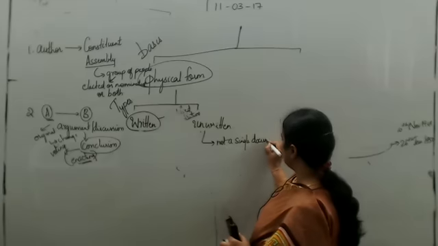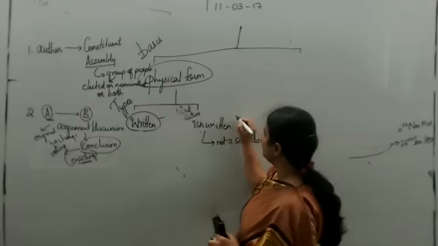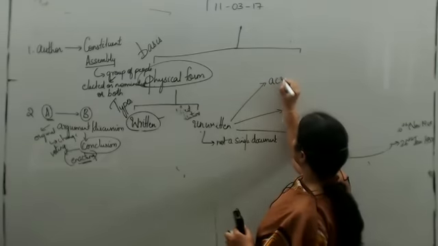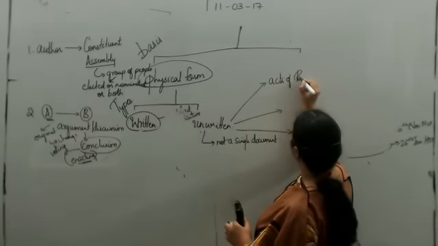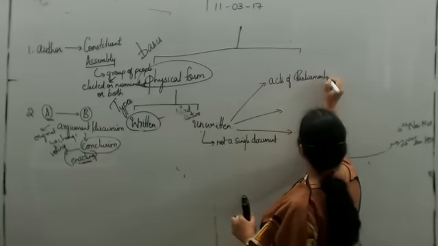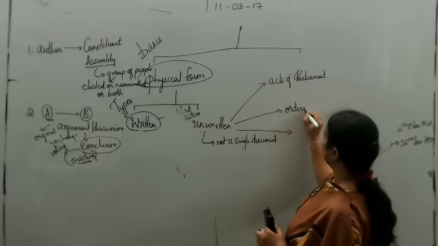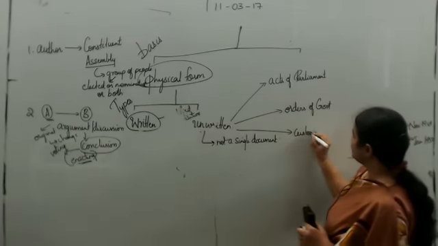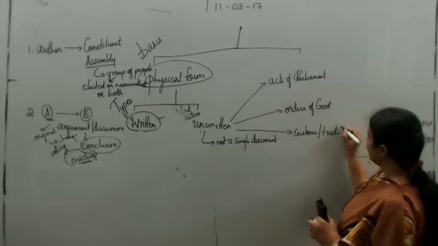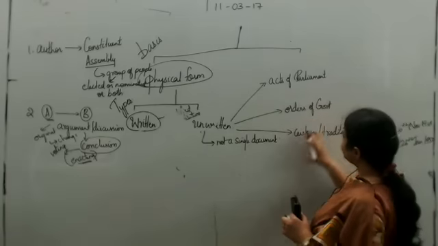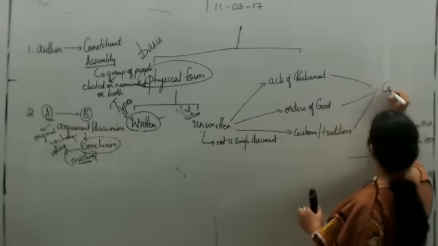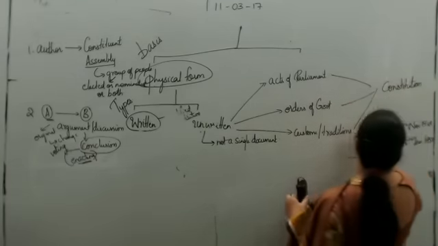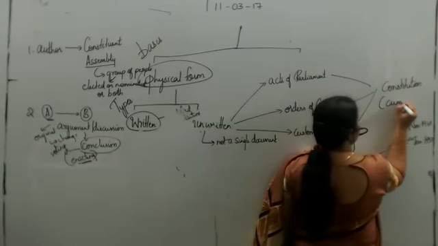Then how do you understand an unwritten constitution? If you want to understand an unwritten constitution, you have to look at a number of other things like acts of parliament, orders of government, customs, traditions followed in that country. You have to look at all these, and from these you have to derive the constitution. Since you are going to derive the constitution from all these, we call it a cumulative constitution.